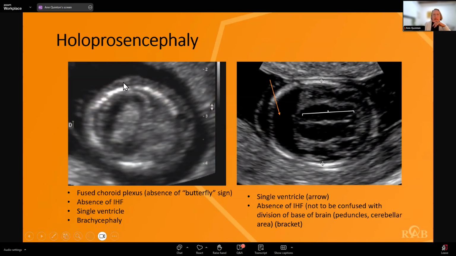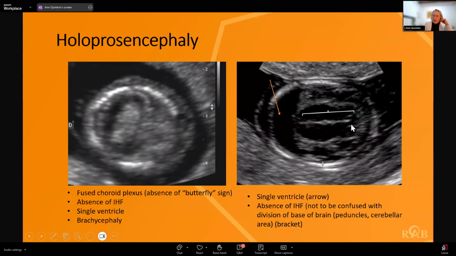This is a different fetus, but this is classic for holoprosencephaly, alobar holoprosencephaly. Again, we've got a very round head. You can see the single ventricle and the fused choroid plexus. Now, if we scan a little bit more inferiorly in the brain, you can actually see what looks like 2 separate thalami here. But if we look carefully at this area, we can see that there's actually a single ventricle here.